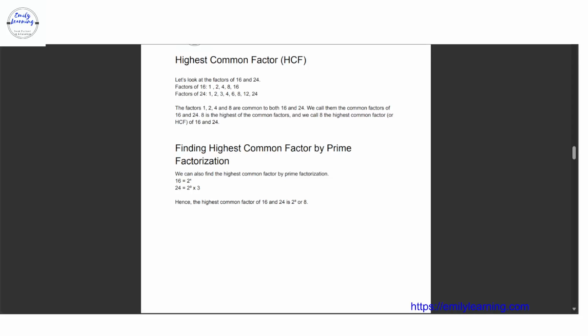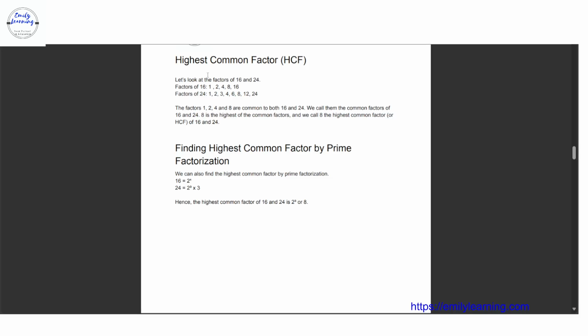In this lesson, we will be looking at highest common factor. So, what is highest common factor? When we are looking at the highest common factor, we are looking at a factor that is common to two numbers, and it is the highest of all the common factors.